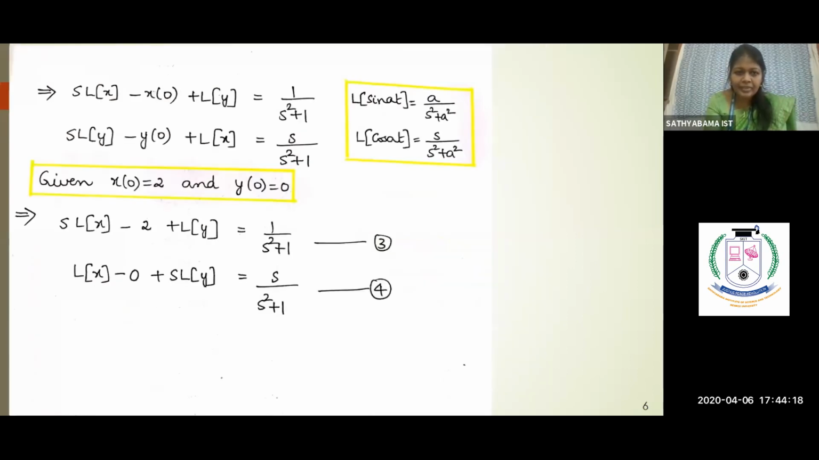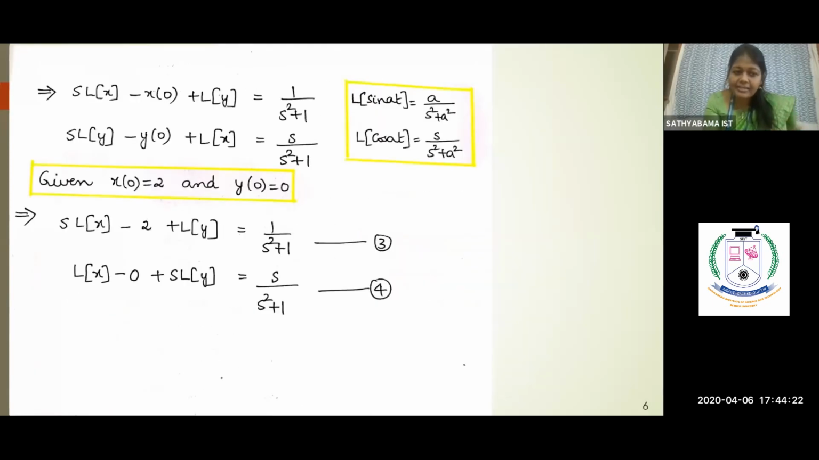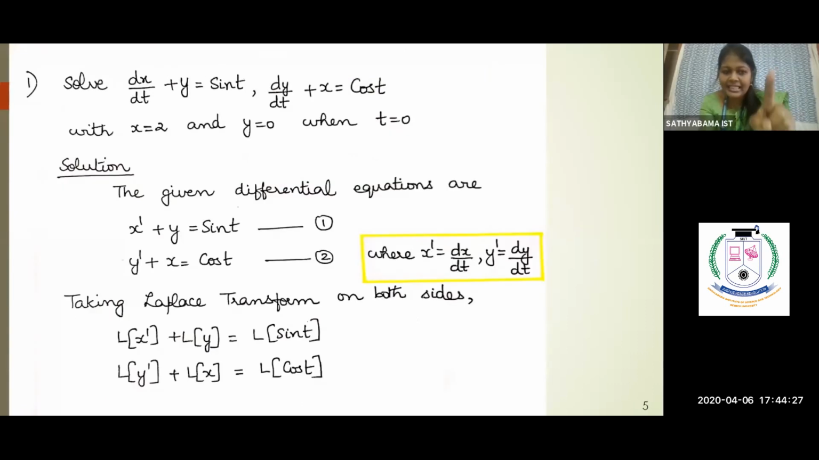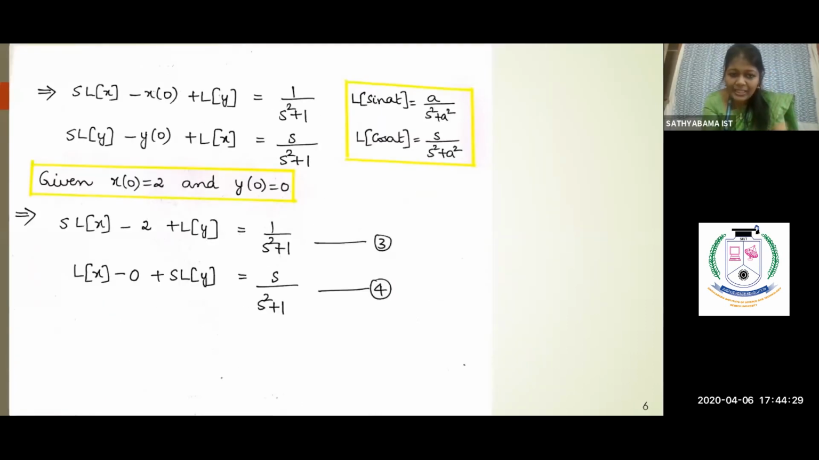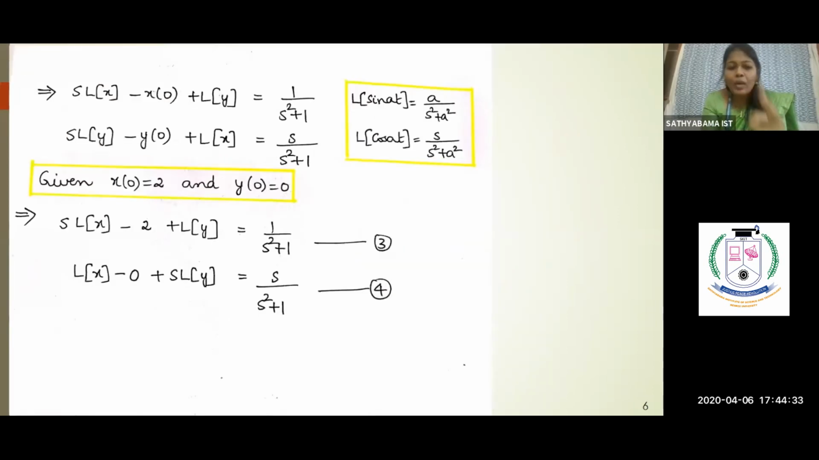Let's move on. Look here. What is L of x dash? S L of x minus x of 0 plus L of y is written as it is equal to, what's the right hand side? Laplace of sine t. What is Laplace of sine t? 1 by s square plus 1. I've written the formula, I've highlighted it in yellow. Please look at that. That's the formula for Laplace of sine at. I've simply used it here.